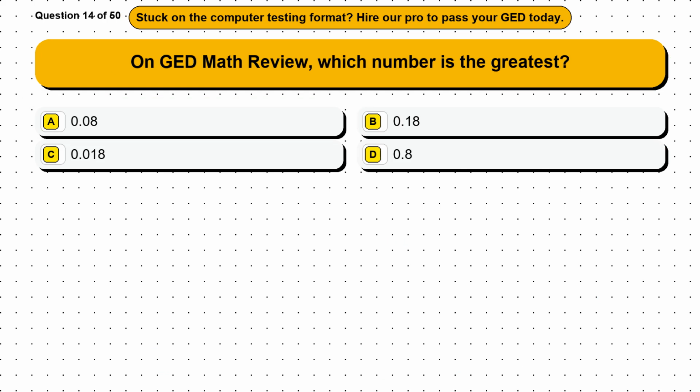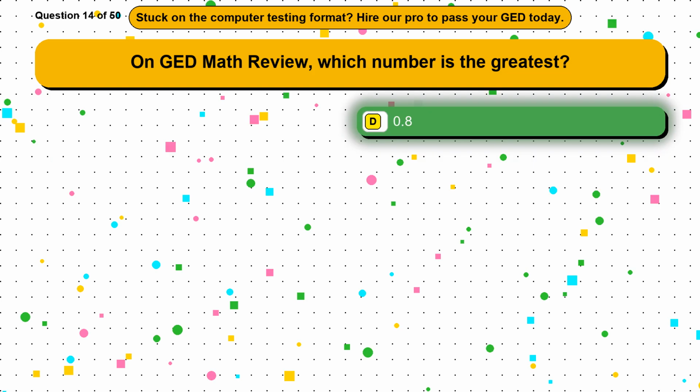Question 14. On GED Math review, which number is the greatest? Option A, 0.08. Option B, 0.18. Option C, 0.018. Option D, 0.8. The correct answer is option D, 0.8.